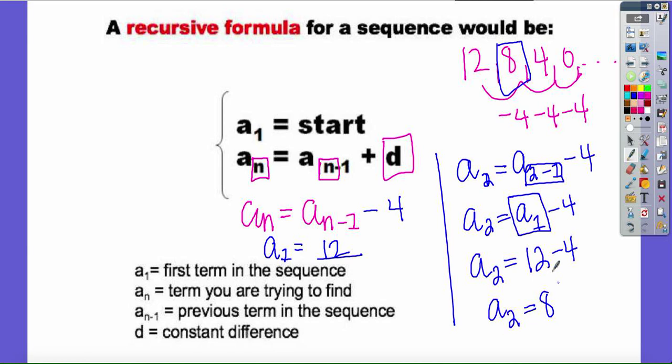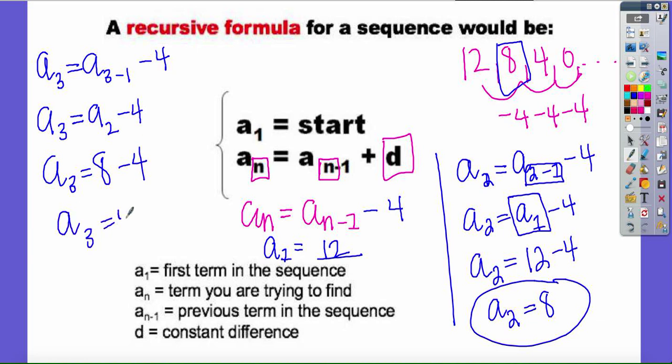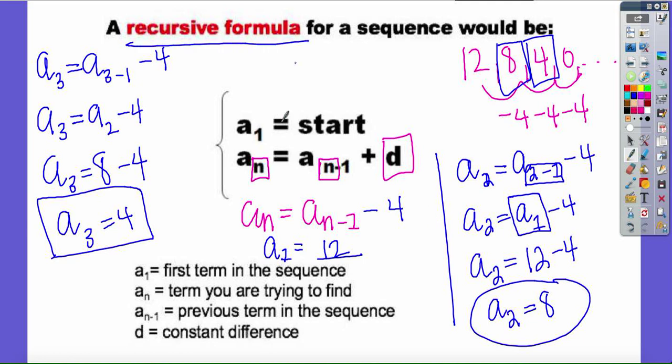Now we would have to know that one to find the third one in the sequence. So if I wanted to know a sub 3, it would come from a sub 3 minus 1 minus 4. So a sub 3 is equal to a sub 2 minus 4. A sub 3 is equal to, we now know a sub 2 was 8, minus 4. So a sub 3 should be 4. That's saying that the third number in the sequence should be 4. Okay, that's also true. But you see how this could be a cumbersome process. That is if it is recursive.